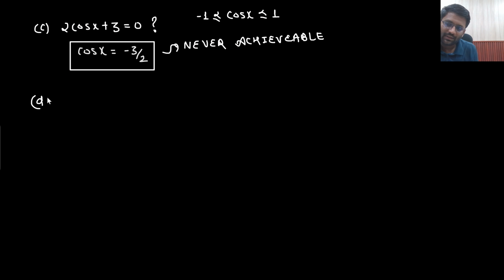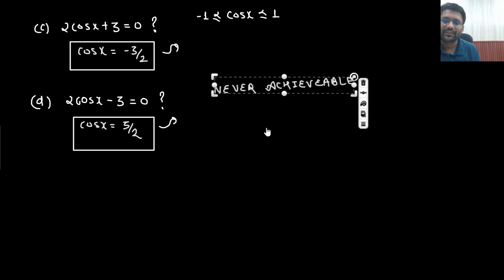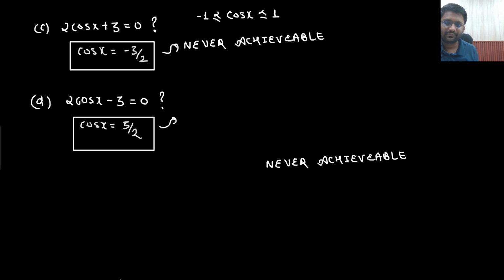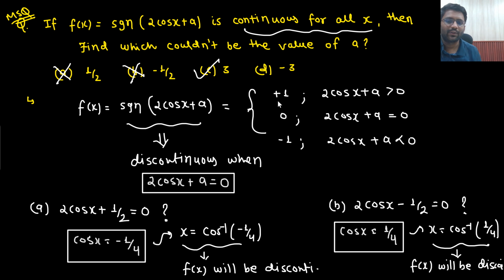What about the next option? 2 cos x, in place of a I need to put minus 3. Is it achievable? So cos x has to be equals to 3 by 2. Is it achievable? Ever? Never achievable. So if it is never achievable, then this value will also be accepted. So these kinds of questions can be asked in the examination. Is that understandable to you?